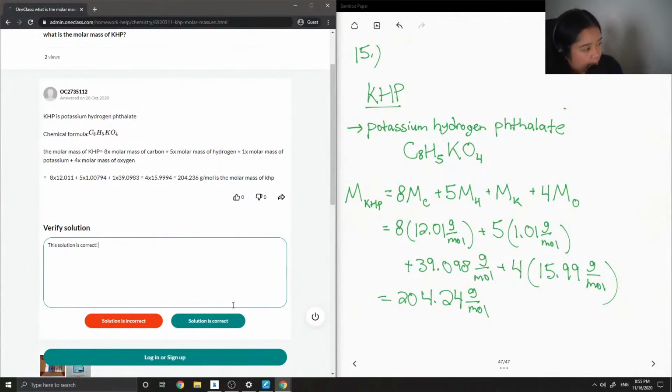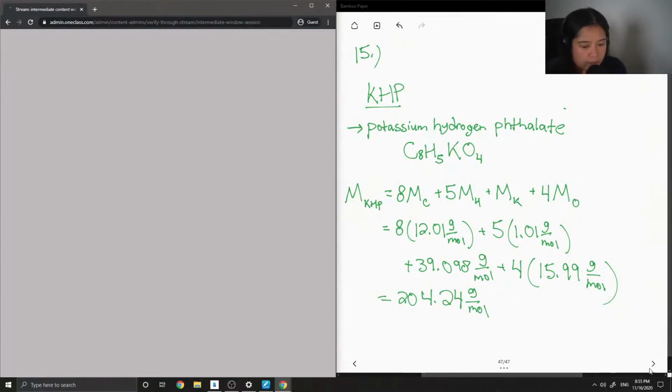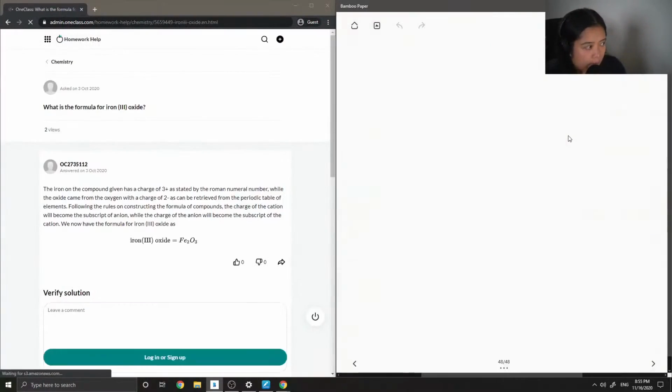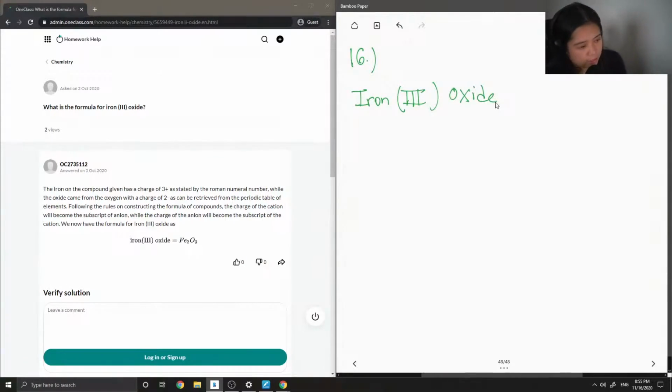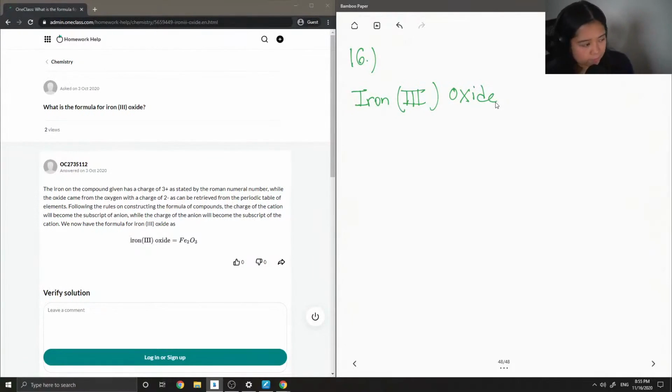Okay, so I think we have time for one more question. Question 16 asks, what is the formula for iron(III) oxide? So when you have a chemical name that has a Roman numeral in brackets, that shows us that the iron has an oxidation state of +3.